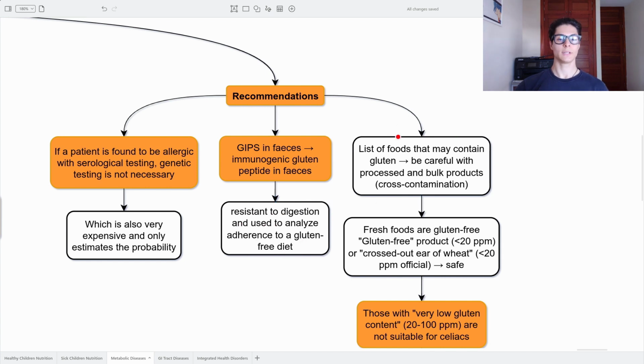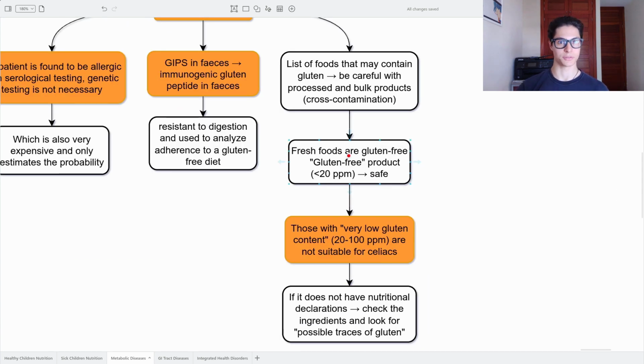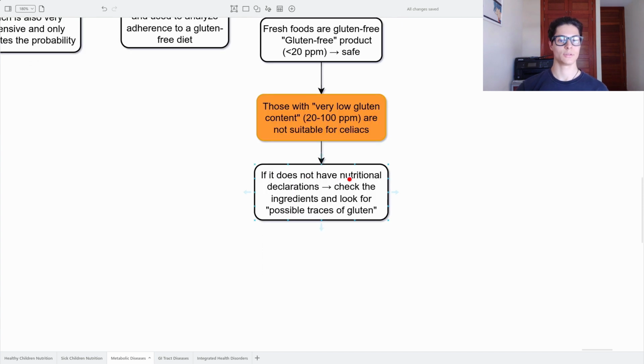And then you have to know that there is a list of foods that may contain gluten. And we have to be careful with the processed and bulk products because of the cross-contamination. Remember the oats. Fresh foods are generally gluten-free. And gluten-free products must have less than 20 parts per million of gluten to be considered safe. Those with very low gluten content contain around 20 to 100 parts per million and are not suitable for celiacs. It does not have a nutritional declaration, so we have to check the ingredients and look for possible traces of gluten. So you have to be careful if you are celiac.